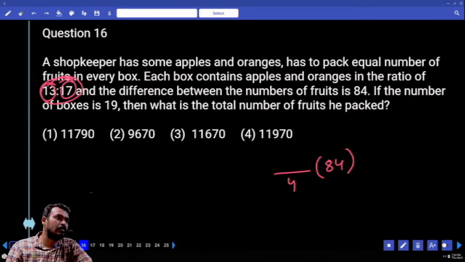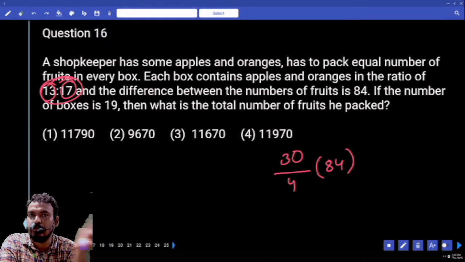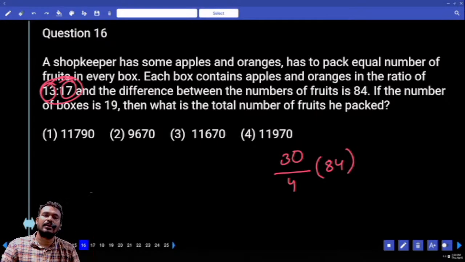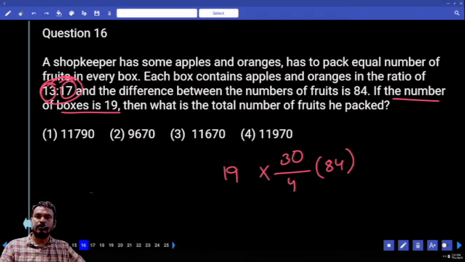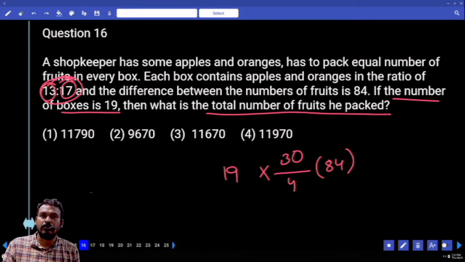And in each box, the total number of fruits is 13 plus 17, total how many parts? 30 parts. For the 4 parts the value is 84, so the 30 parts value is the number of fruits in each box. What is the question here? If the number of boxes is given as 19, every box is 30 by 4 into 84. But we require how many boxes? 19 boxes, so multiply by 19 to get the total number of fruits packed. We require the 19 boxes value, not only one box. If you know the 19 table, the question is easy.